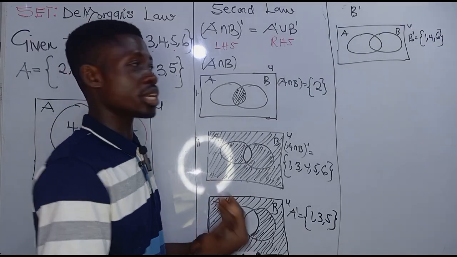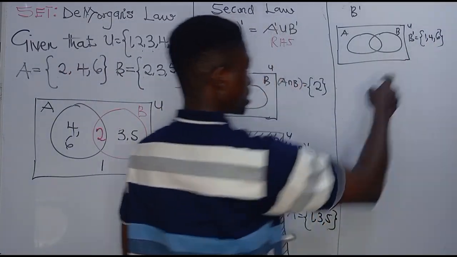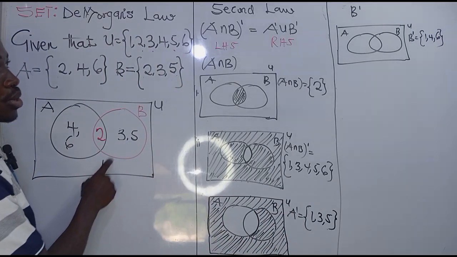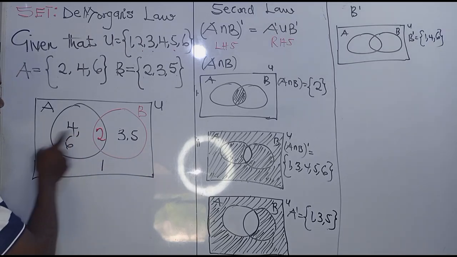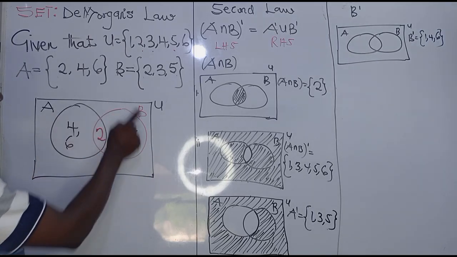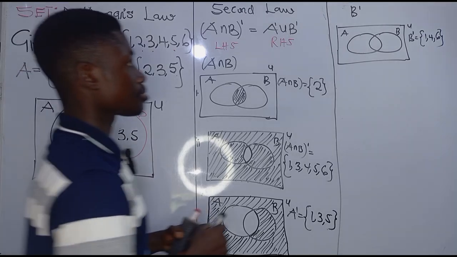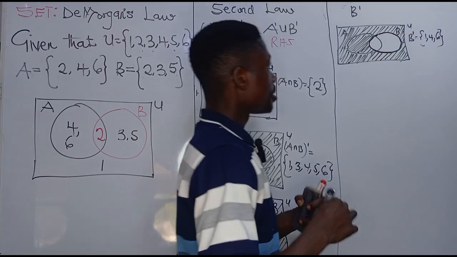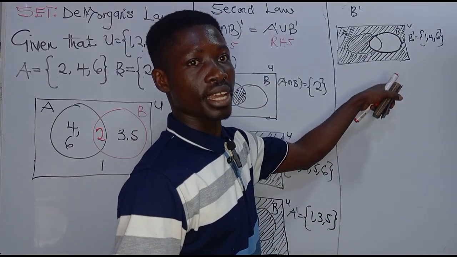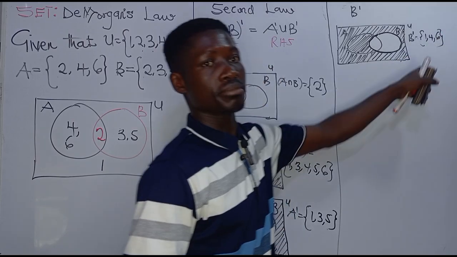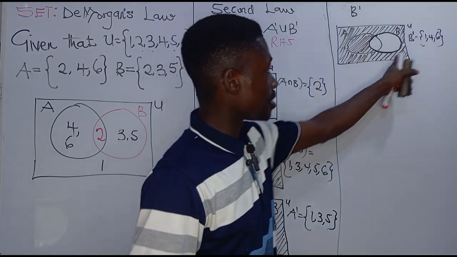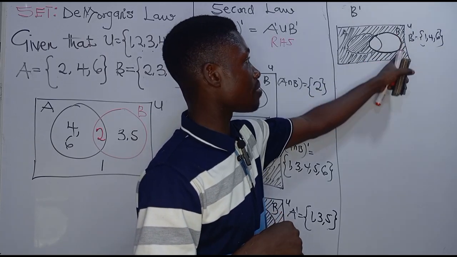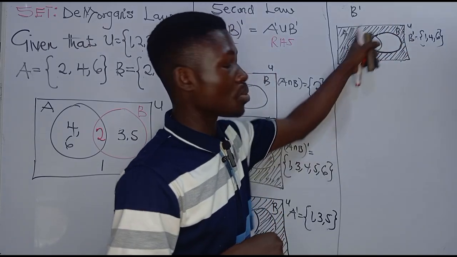So we are going to shade all the region that is being represented with these elements. So we have 1. 1 represents all this region outside the 2 circles. We have 4 and 6. 4 and 6 is this region. So we are going to shade the whole of this region and then this region also. So all the shaded region in this Venn diagram represent what? B complement, meaning they are in the universal set and you can see it, but they are not part of B. That is why we have shaded all those regions.